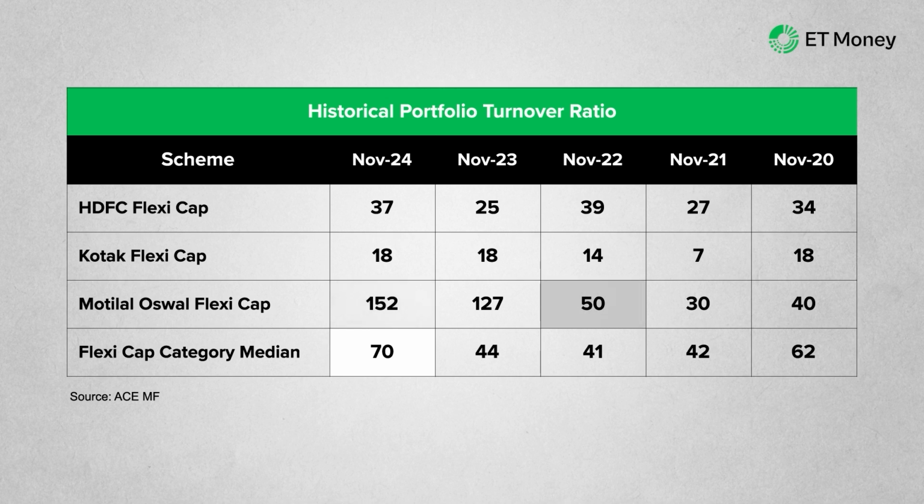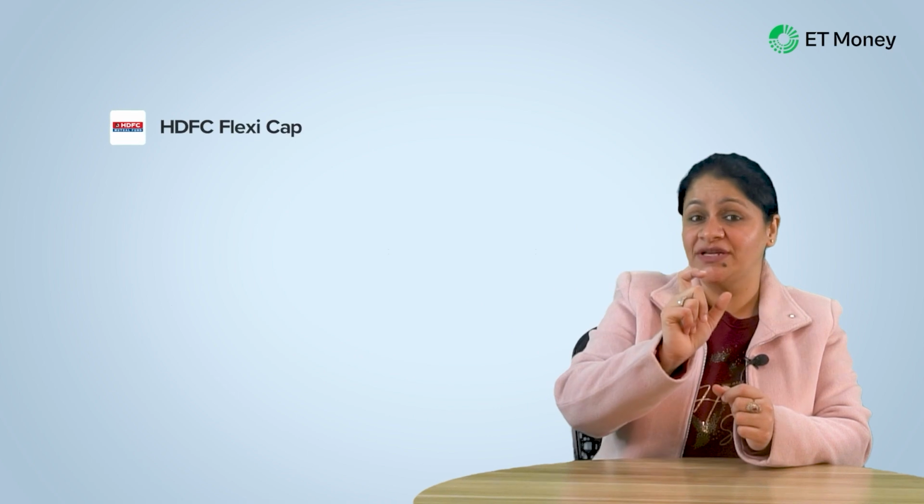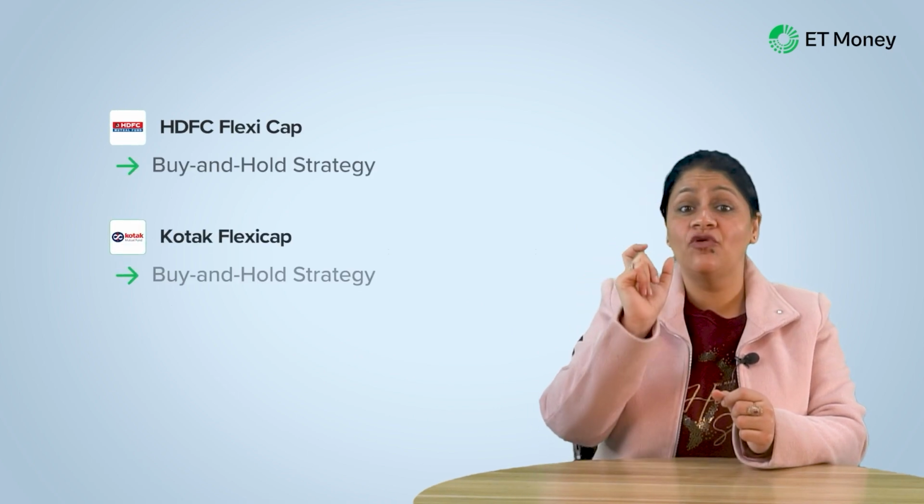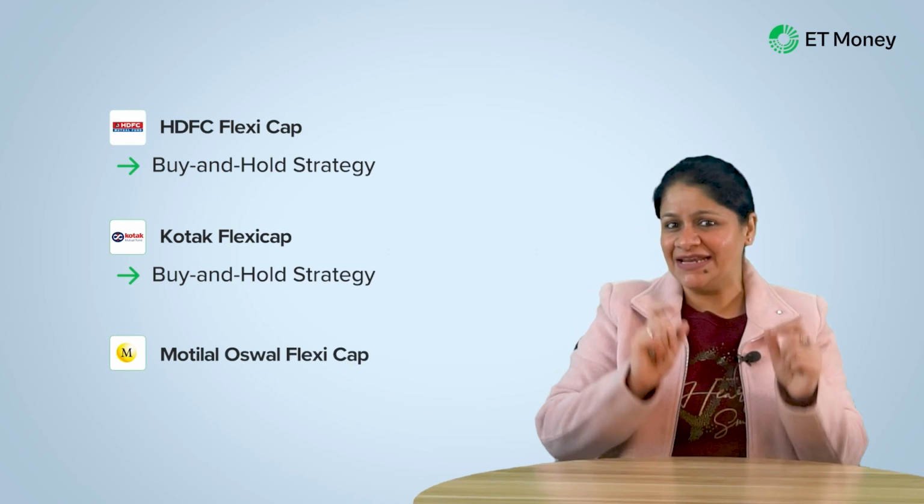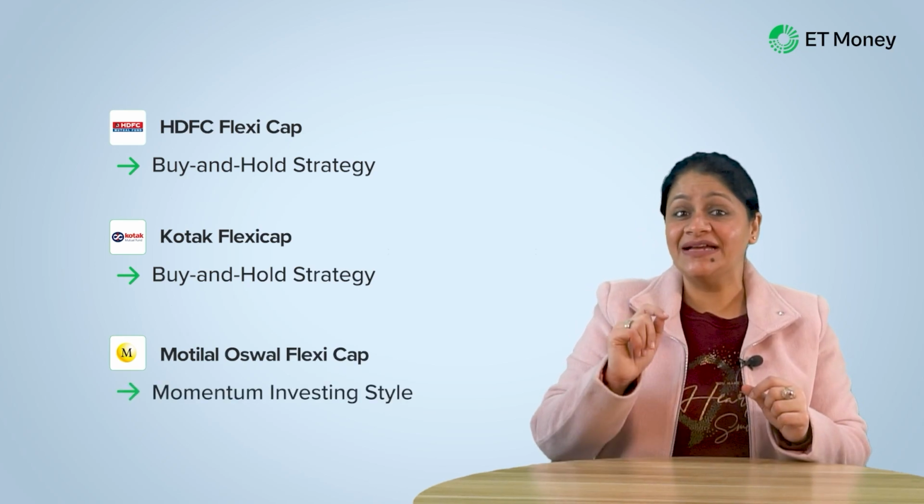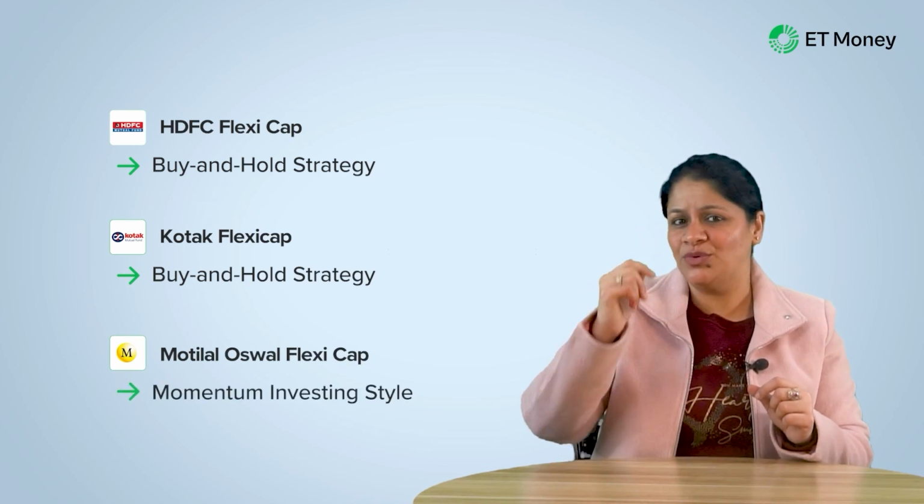On the other hand, both HDFC and Kotak have a portfolio turnover ratio of less than 50%. This is well below the category average, and this has been the trend for the past 5 years. Now the data shows that HDFC and Kotak Flexi Caps follow a buy and hold strategy. The frequent buying and selling by Motilal Oswal Flexi Cap indicates that it could be following the momentum investing style.